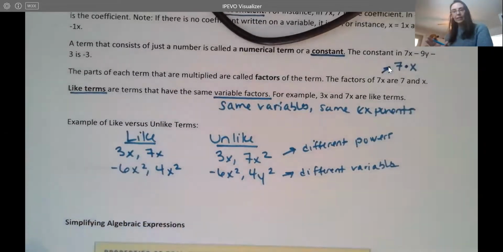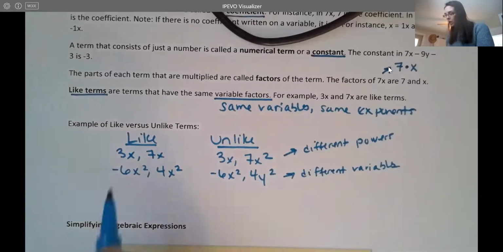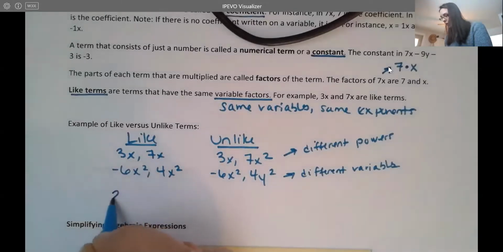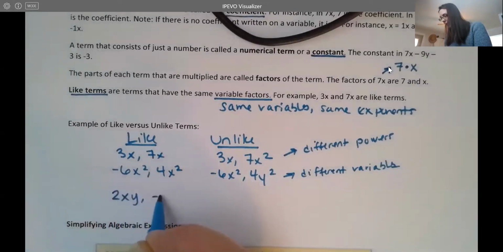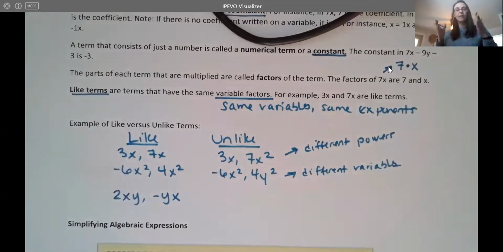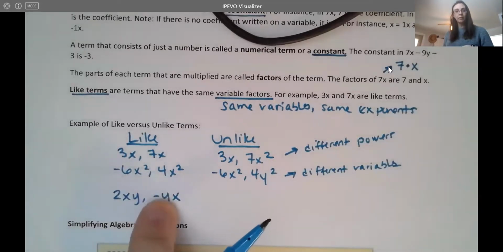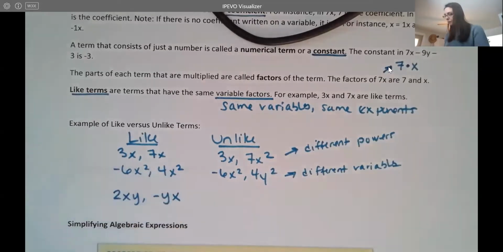Now, one last thing: usually when we have variables, we tend to write them in alphabetical order. That's just standard notation, but you don't have to. So for instance, something like 2xy and negative yx are actually like terms. They both have an x, they both have a y. And again, that negative is fine. There would be a 1 there in front, so it does have a coefficient.